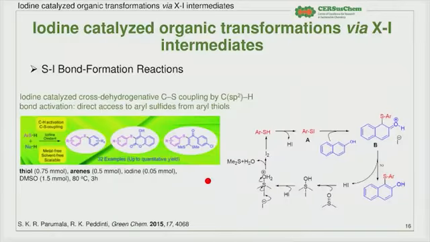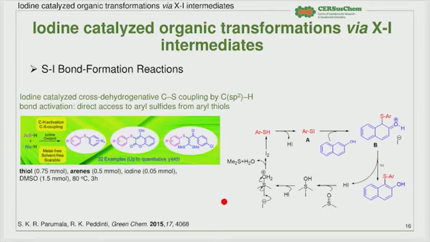Okay, with this I will enter into another part of this talk, which is the formation of sulfur-iodine bond intermediates, which lead into the final products. The first work I selected for this transformation is from Pagnotti and collaborators, where they use different kinds of arenes in the presence of thiol to prepare diverse classes of sulfenylated products.